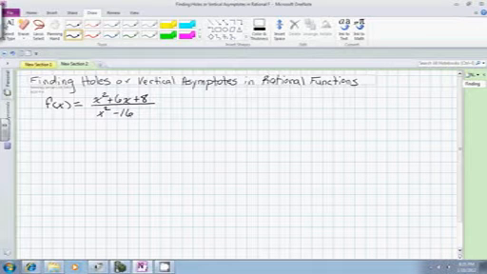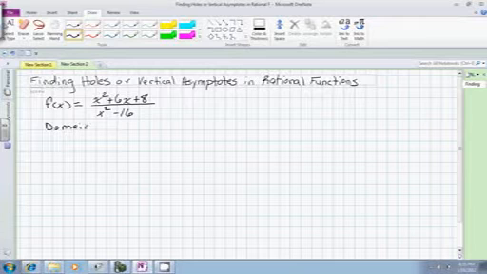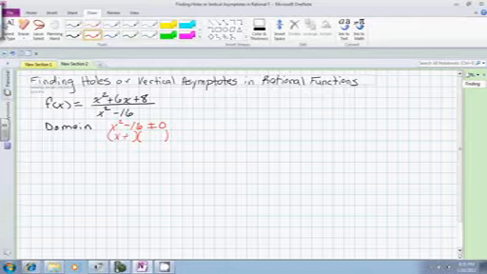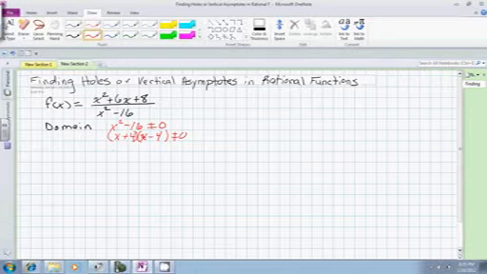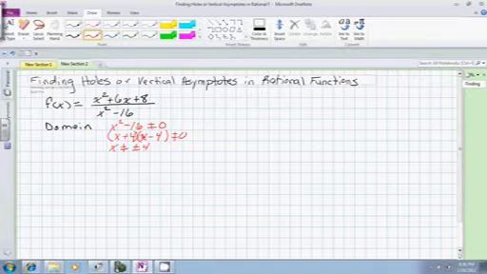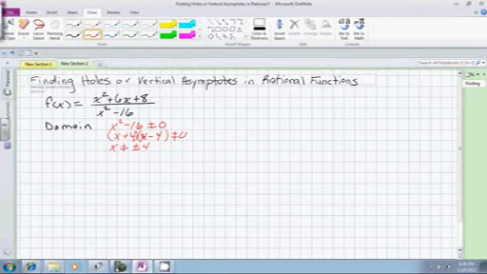Now, if I were to find the domain for this, just like we did in the last video, I would say that x squared minus 16 cannot equal 0. Factor the bottom, and you get x plus 4, x minus 4 cannot be 0, and that tells me x cannot be positive or negative 4. Now that we know what values we can't use for x, let's take a look at the graph and see what that actually means.